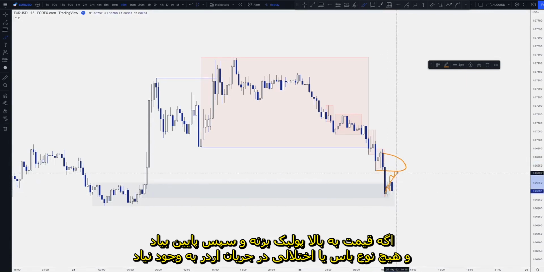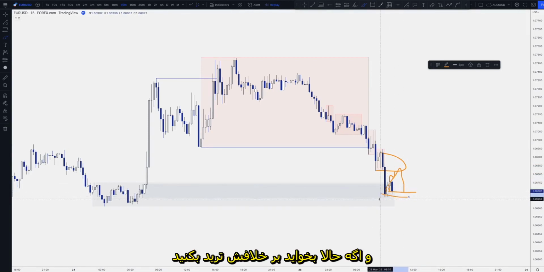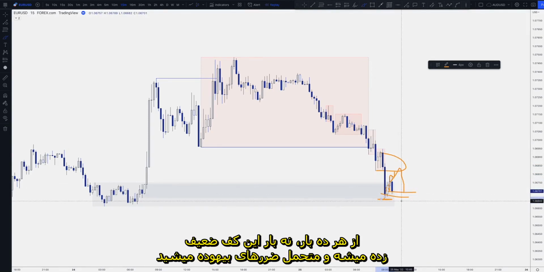Whereas if price pulls back up to it and then is coming down, there's been no break of structure, no disruption of that bearish order flow. Now you're trying to trade against that, right? 9 times out of 10, this weak low is going to get smashed and you're just taking unnecessary losses, okay?